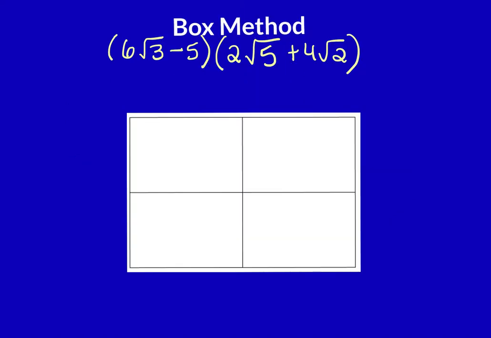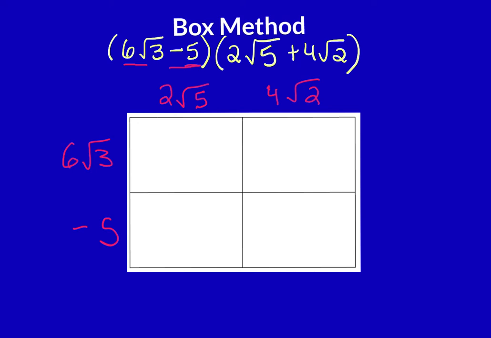All right, so here we're multiplying two binomials again. You can use the FOIL method every time. The box method is just another method to kind of organize some of your work. What you can do is take the first binomial, and you can write the terms on the side of a box. So we've got 6 square root of 3. And then this would be a negative 5. And then on the top, I can write the 2 square root of 5 and the 4 square root of 2. And then what we can do is we fill in this box.